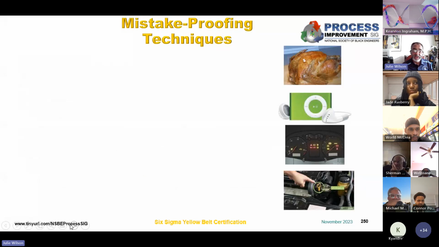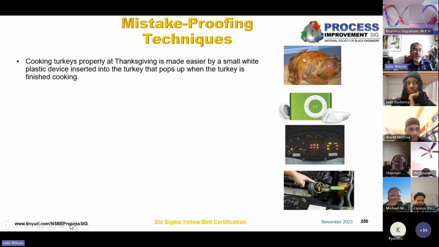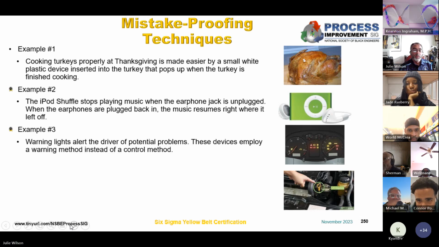Some mistake-proofing examples. Since we just finished Thanksgiving, that little pop-up thing on the turkey is designed to help you know when the turkey is finished cooking. So when that little thing pops up, the turkey is done. We won't use the iPod Shuffle anymore because you guys probably don't even know what that is. But there are warning lights in the dashboard of your car, a number of warning lights to let you know that something is wrong with the car.